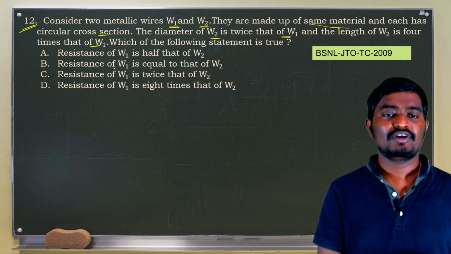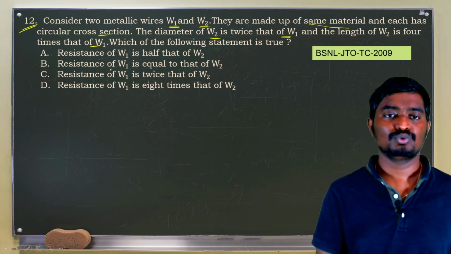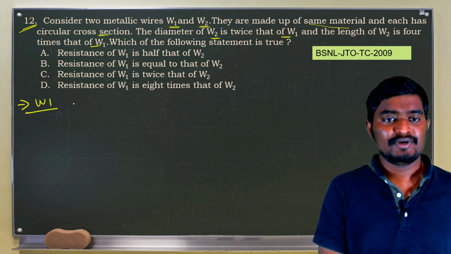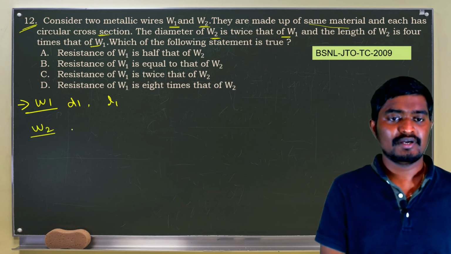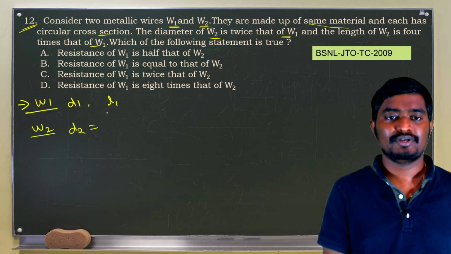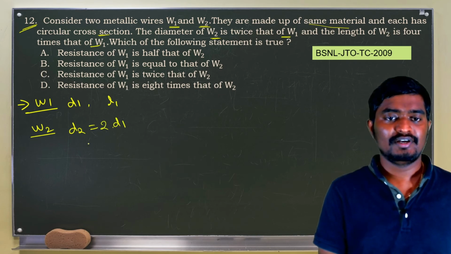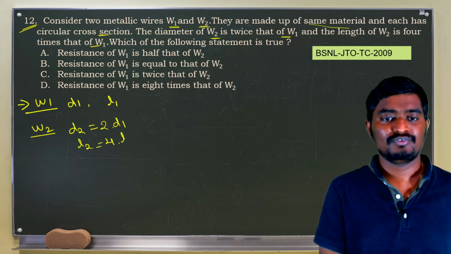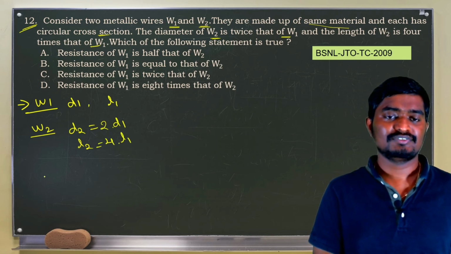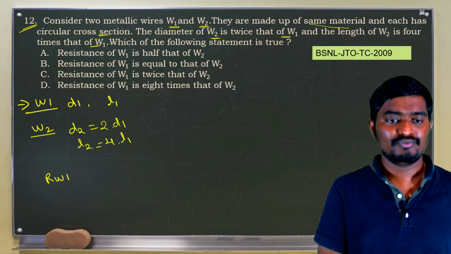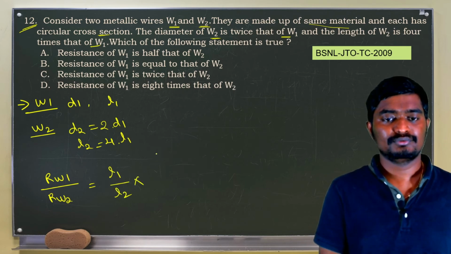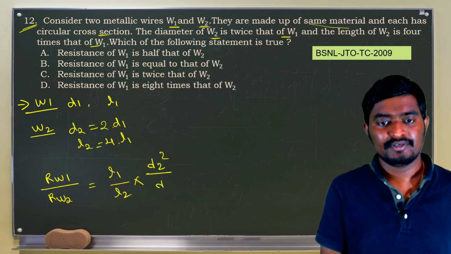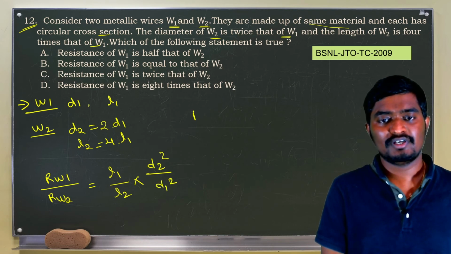First, we have to calculate the value of resistance for wire W2. For wire 1, its diameter is D1 and length is L1. For wire 2, its diameter D2 is given by 2 times D1, and length L2 equal to 4 times L1. We have to calculate Rw1 divided by Rw2 equal to L1 divided by L2 into D2 square divided by D1 square. Then we substitute the values.